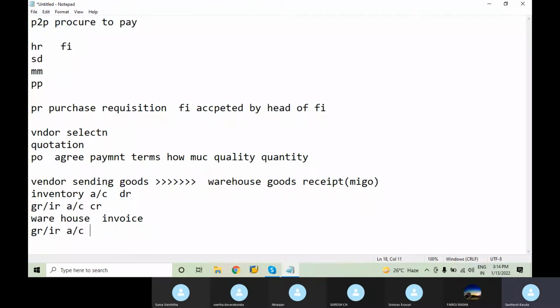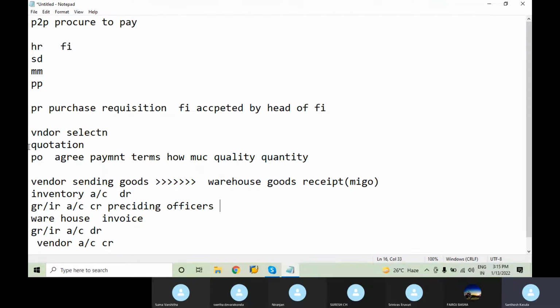GRIR account debit, and vendor account credit. Before this, in the P2P process, once we receive the goods receipt, there will be officers called presiding officers. They will be checking the quality and everything, whether the machinery is fine or not, whether it has any damage or anything.